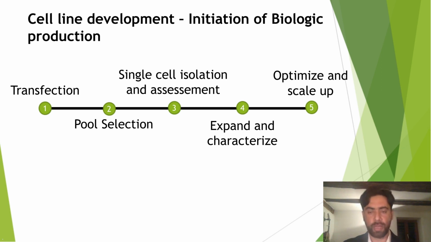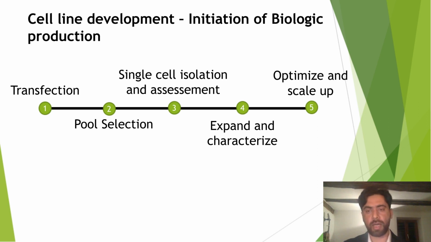So once this pool is selected, it's still a pool, so we do not know how many copy numbers are available in these cells, and in which cells how many copies are available. So that is why we will then go for single cell isolation or single cell selection. And once we have isolated the single cells, we would produce colonies of these single cells, and then we would assess each colony for different kinds of quality parameters.